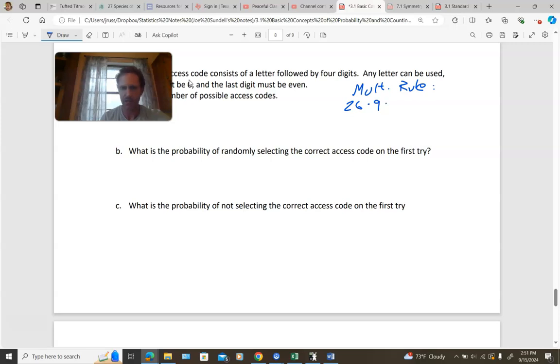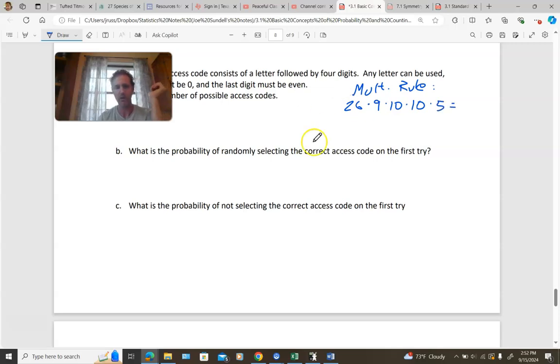And then it doesn't specify anything about the second and third digit. So we assume they can be any one of the 10 digits, 0 through 9. So there's 10 digits available, and then another 10 digits available. And then it says the last digit must be even. So we have to figure out how many digits are even between 0 and 9. Well, 0 is even, guys. So we've got 0, 2, 4, 6, 8. So we've got 5.